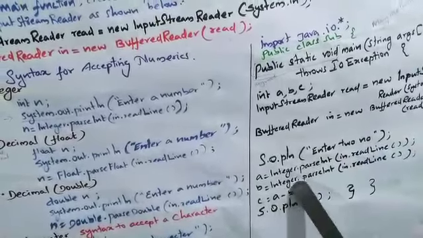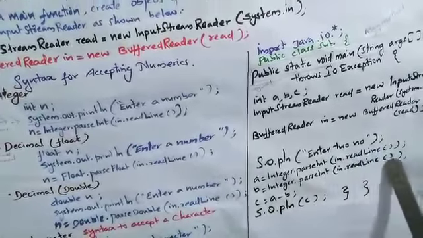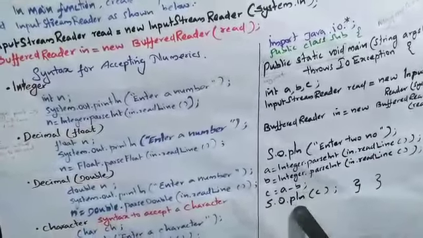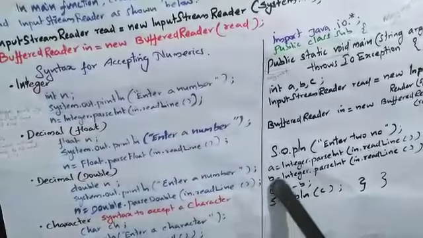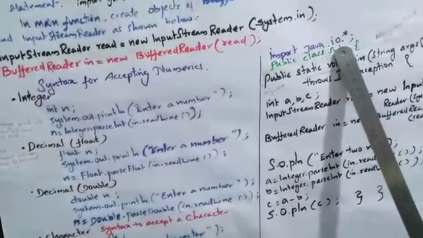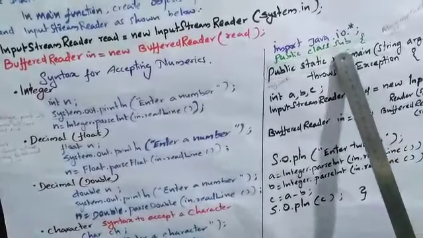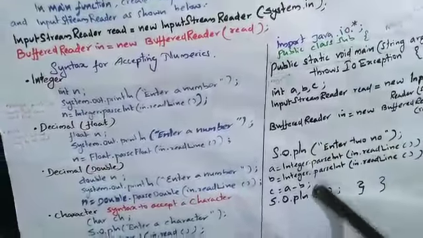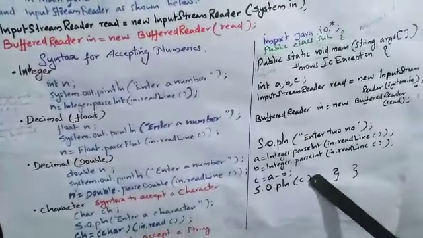B is equal to Integer.parseInt(in.readLine()). And C is equal to what? A minus B. Then what do we have to print? C. So what is our class name? Sub. Sub means subtraction, which you have to do in the program. So according to this, you have to do the program using input stream.